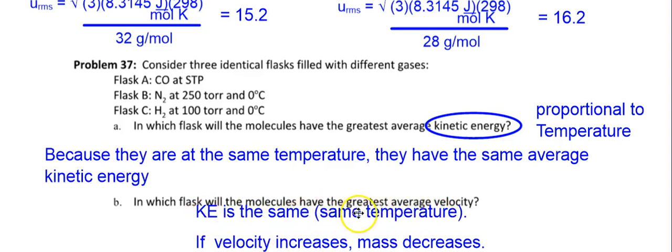So kinetic energy is the same, but if the velocity goes up, that's what they're looking for, the greatest, mass goes down. So which one has the lowest mass? Well, your answer is flask C.